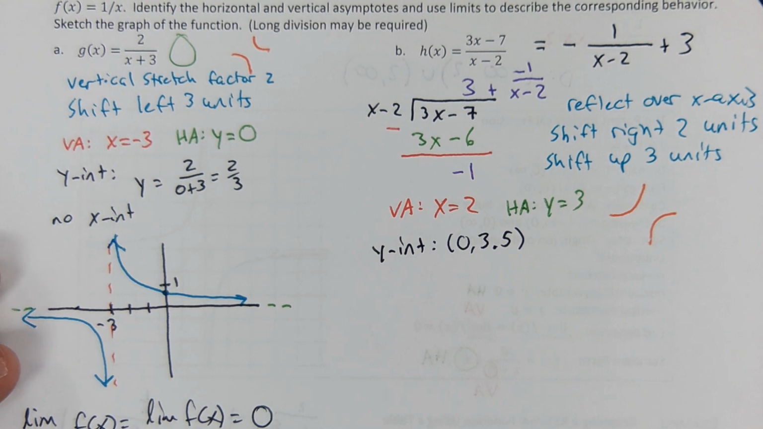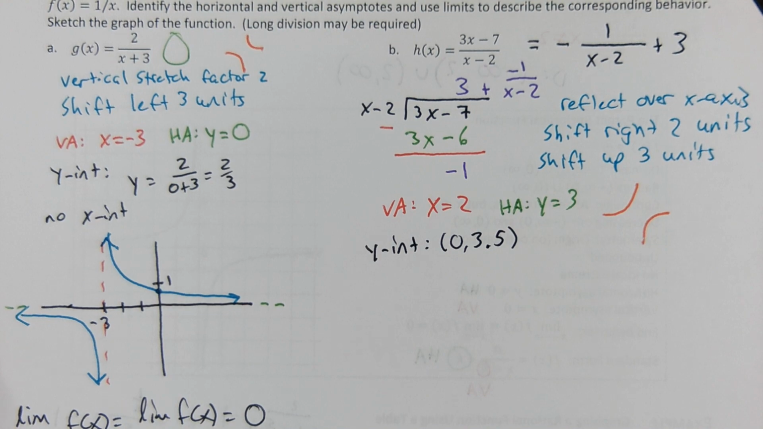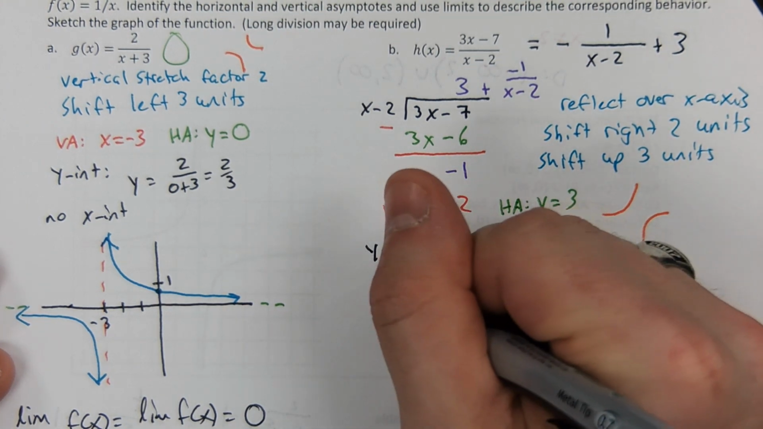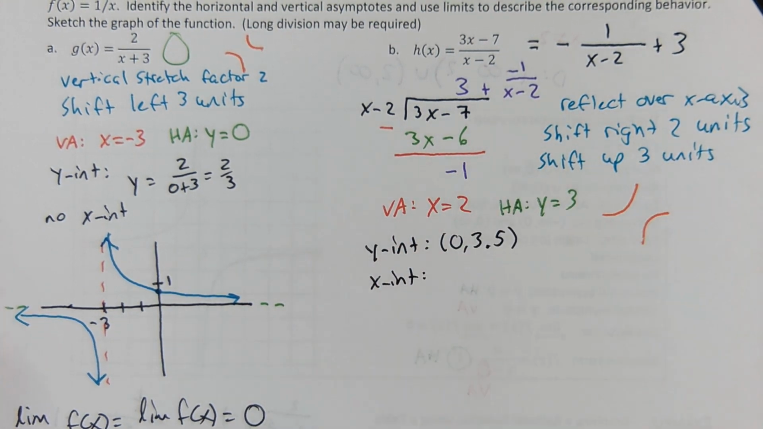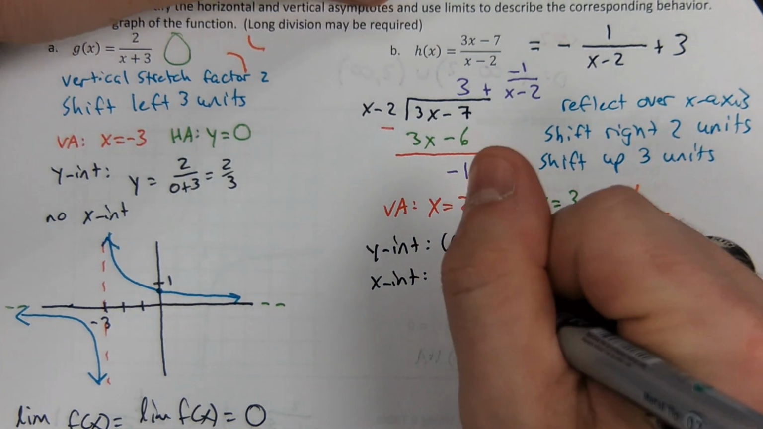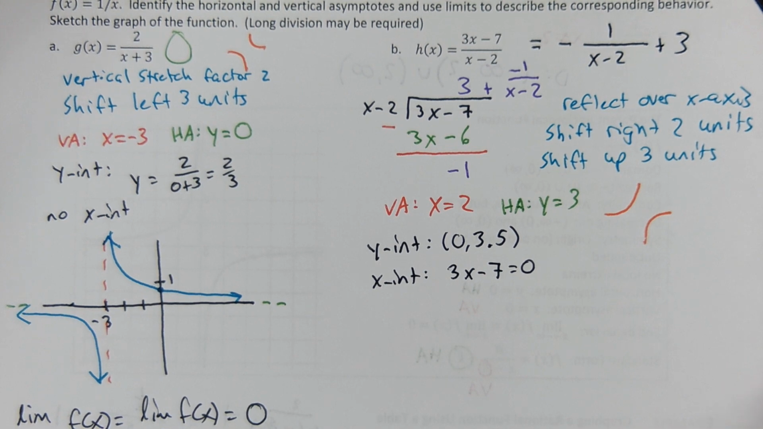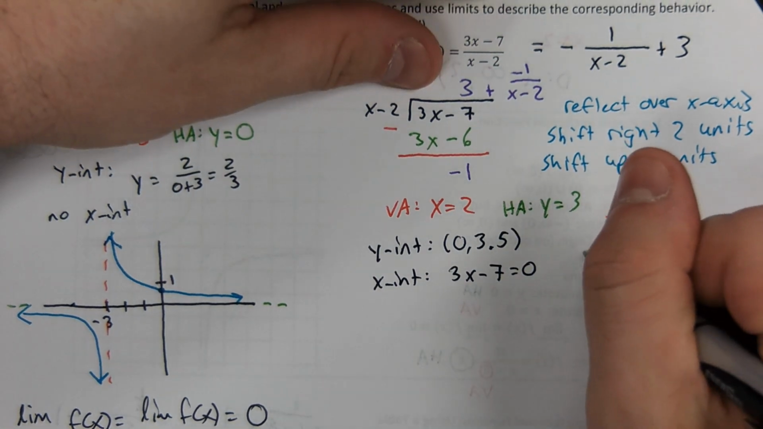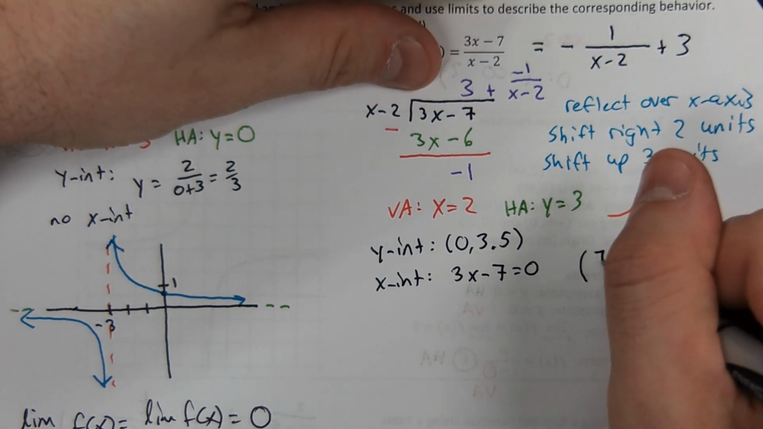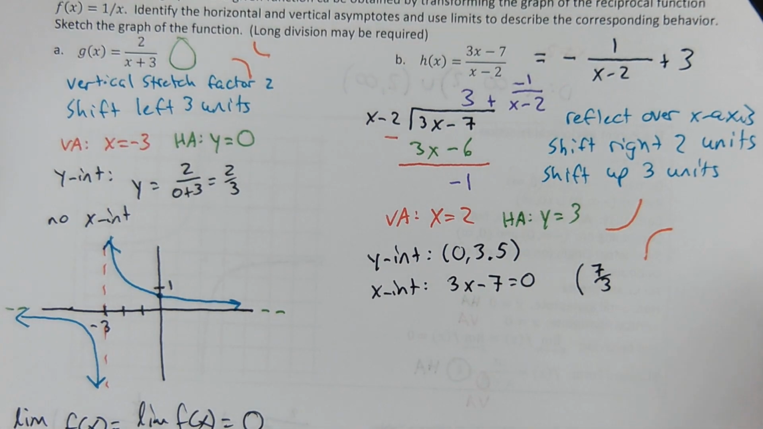Now for your horizontal asymptote, we already did that. For your x-intercept, we said the only way that the entire fraction could be 0 is if the top equals 0, right? Good thing we've been practicing solving tiny binomials like that for a while, right? Add 7 and divide by 3. 7 over 3, which is 2.3 repeating.